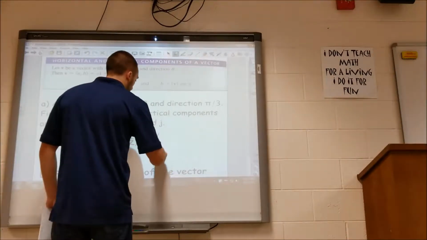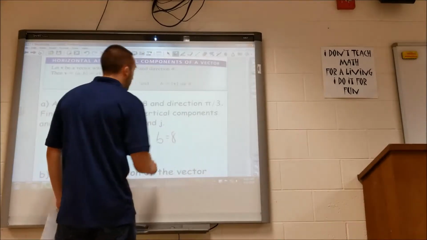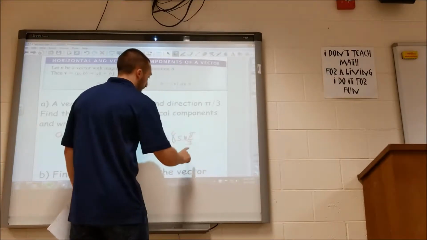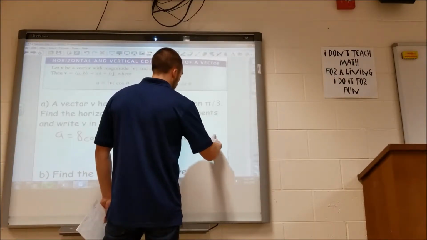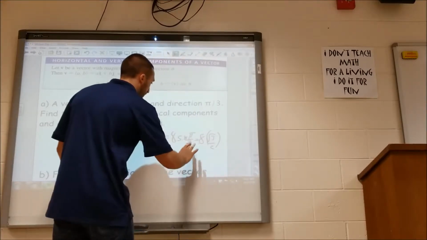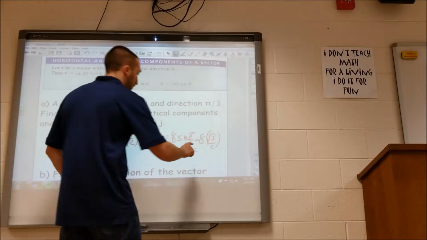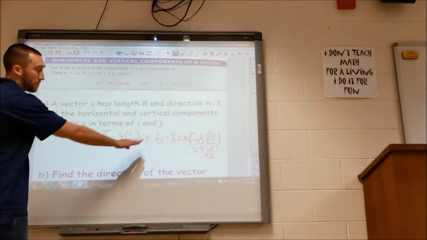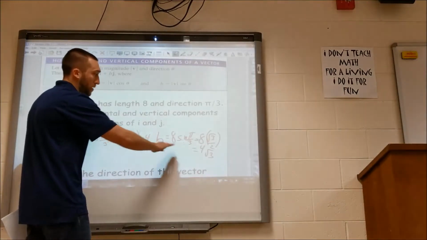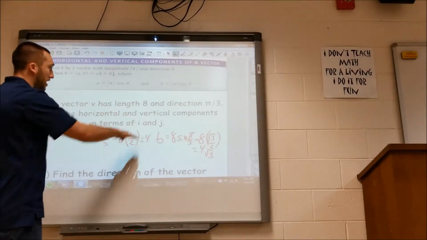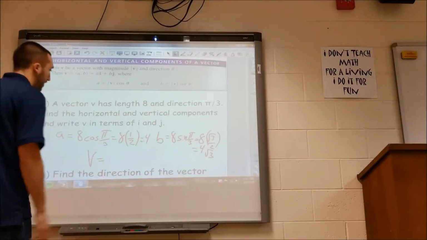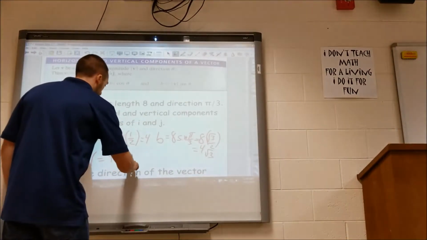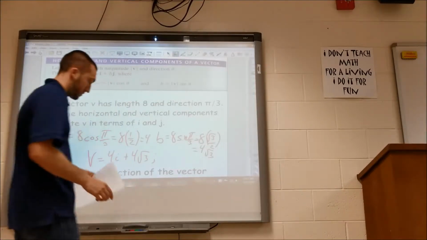My Y component B, okay, is 8 times sine pi over 3. Right? So my magnitude, my distance, times sine pi over 3. And again, we should know that that's 8 times radical 3 over 2. Okay, so that Y component is 4 radical 3. So X component, if you want to think of it like that, my A, 4, Y component, or my B, 4 radical 3. I want to write V in terms of I and J. So my vector V is really 4I, my X component, plus 4 radical 3 J, my Y component.